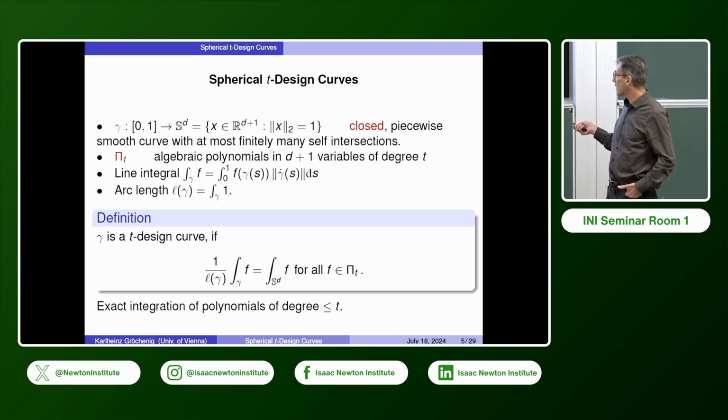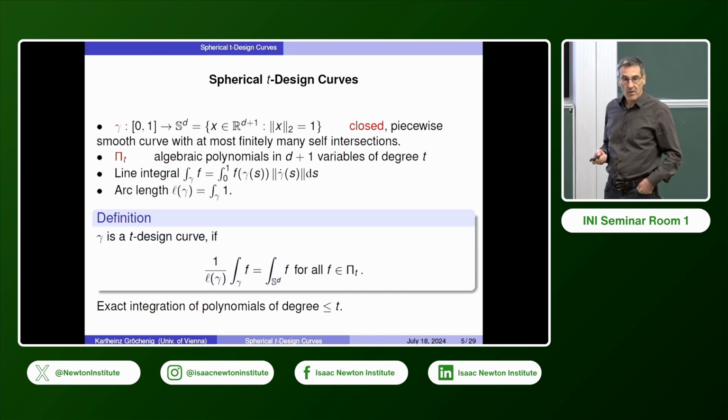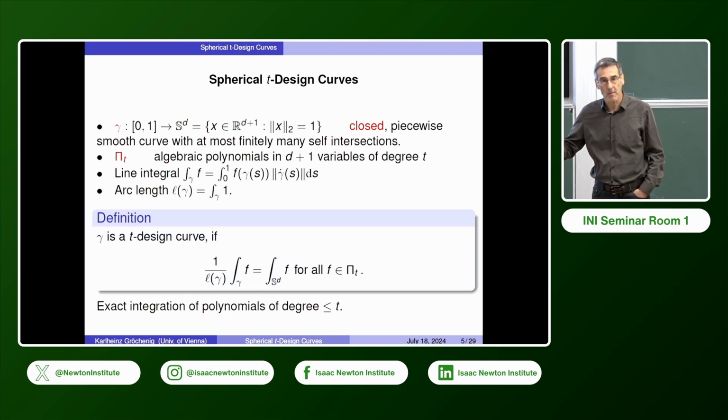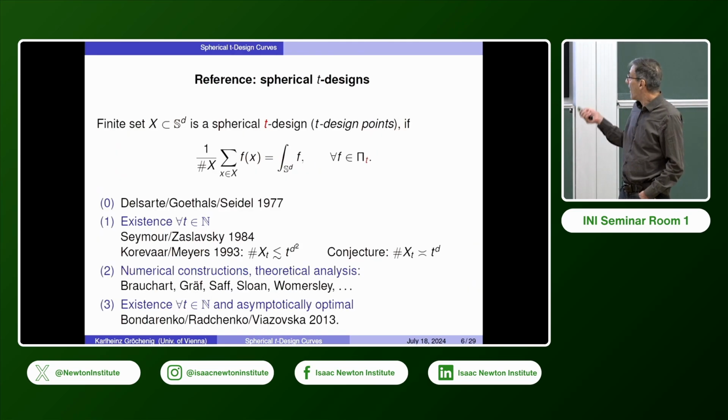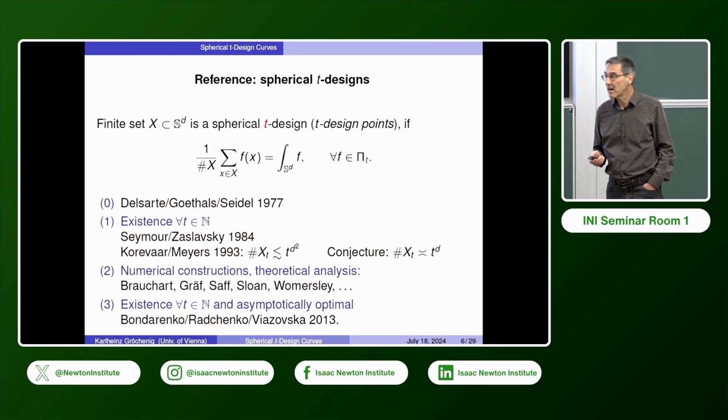And what's important is the quantifier. That should be true for all algebraic polynomials of degree t. So the averaged or normalized line integral equals the integral for all polynomials of degree t. You could say this is an exact integration rule for polynomials of degree at most t. As far as I can tell, this is a new definition, but of course there's a point of reference, and this would be the spherical designs or t-designs.